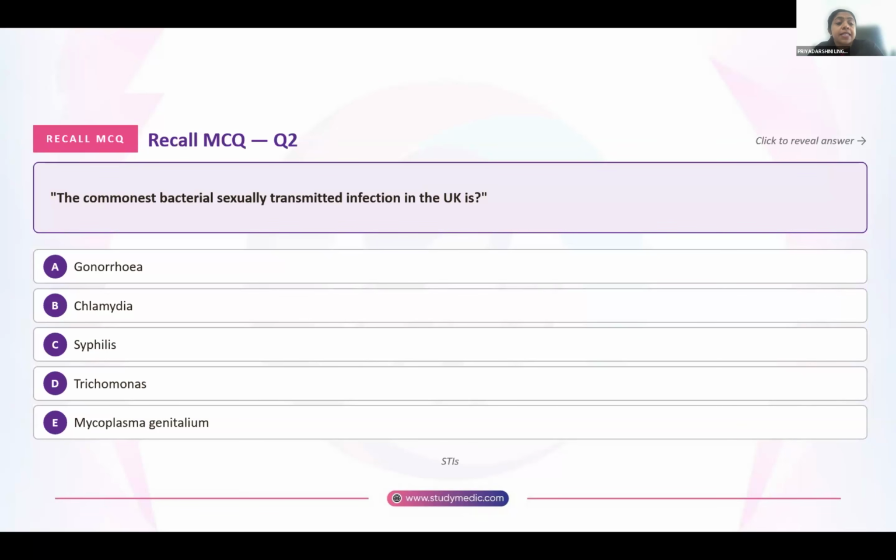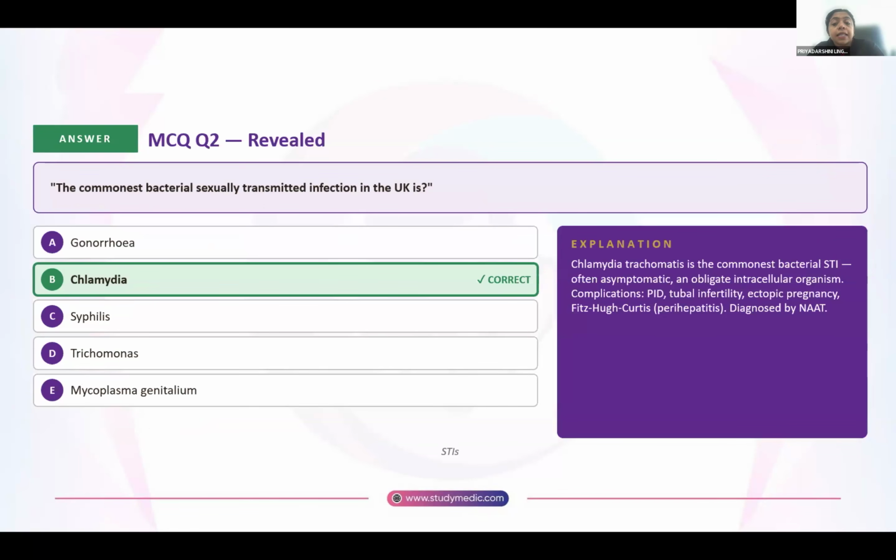The commonest bacteria which is associated with sexually transmitted infection in the UK, is it gonorrhea? Is it chlamydia? Is it syphilis? Is it trichomonas? Or is it mycoplasma? The answer is chlamydia, which is the commonest bacterial STI. And what are the other things you need to know about chlamydia? One is it is asymptomatic. Second one is you have to remember it is an obligate intracellular organism.